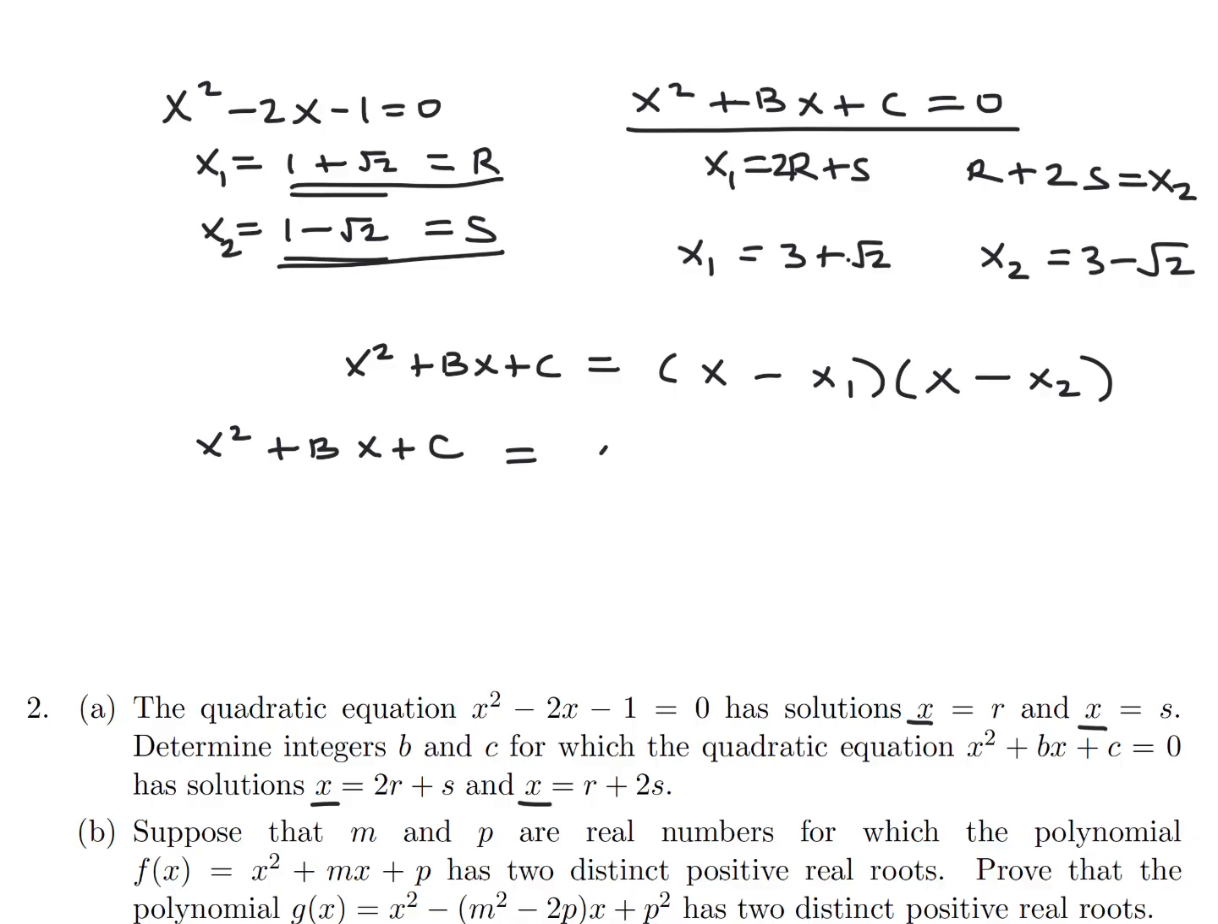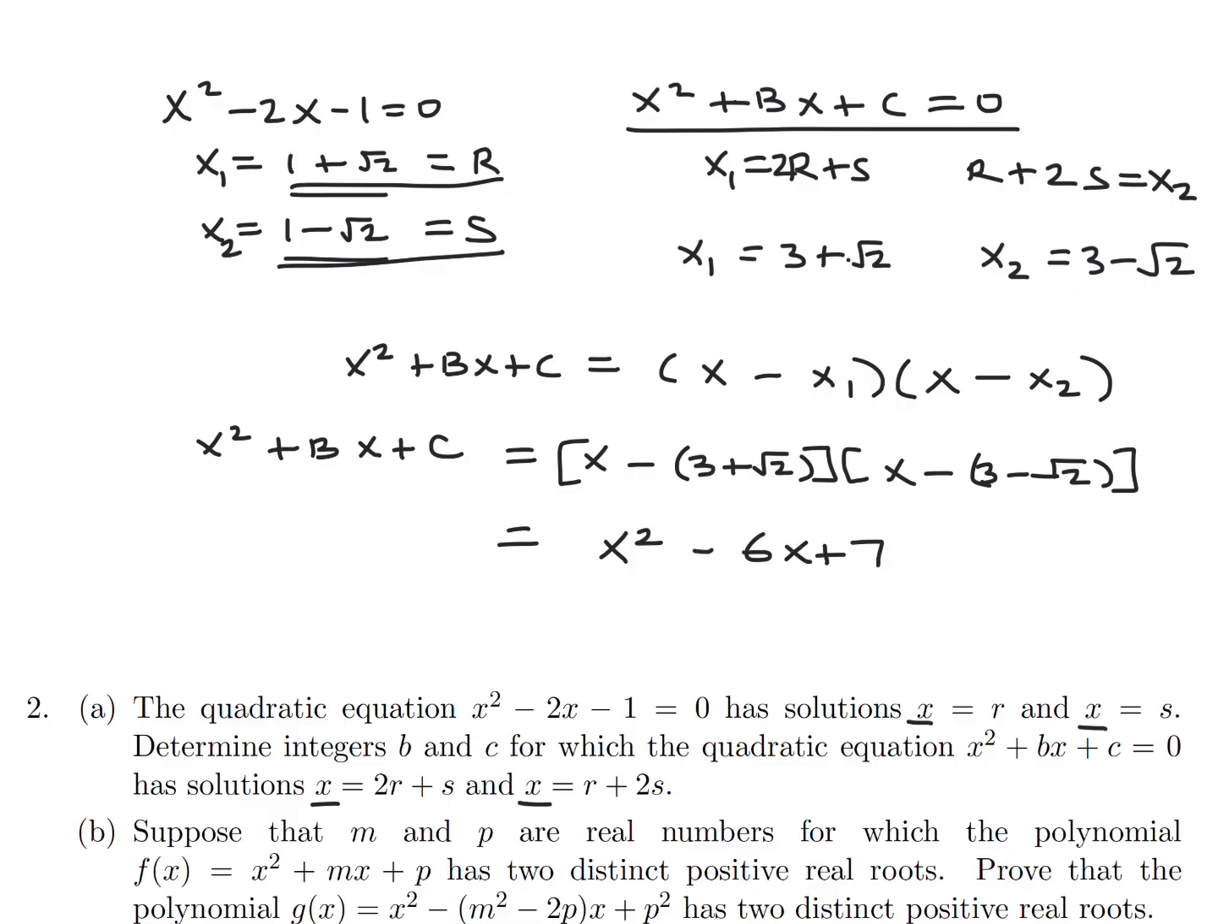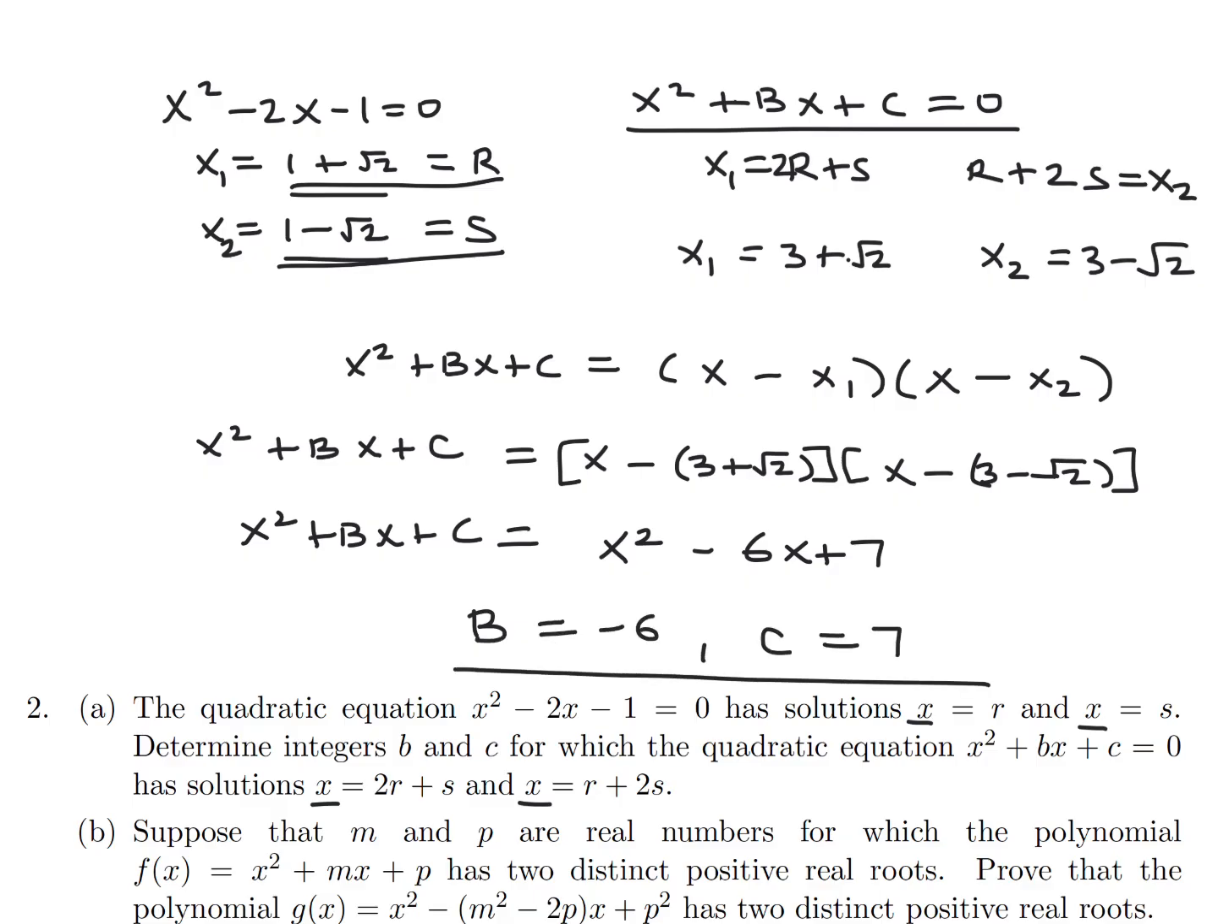But this one becomes x minus 3 plus root 2. And this becomes x minus 3 minus root 2. And then when you expand this all out, I'll let you do that. I'm certain that you can. You'll get x squared minus 6x plus 7. And therefore now you match the coefficients, and there you will determine that b is minus 6 and c is 7. So that is part A.